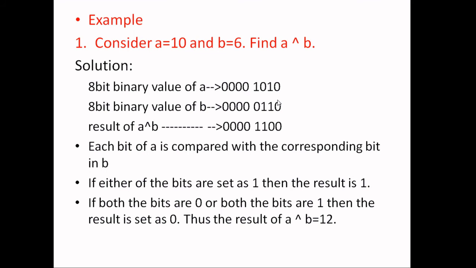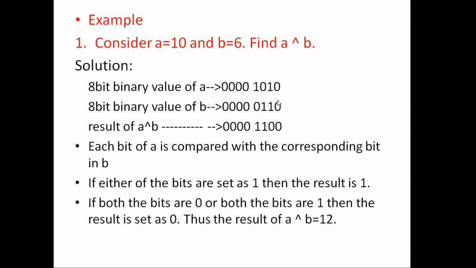So XOR operator is used to toggle a bit on or off. How is it done? Let us see. If the bit is 1, then it is set to 0, and if the bit is 0, then it is set to 1. Very simple. If the bit is 1, set it to 0, and if the bit is 0, set it as 1.